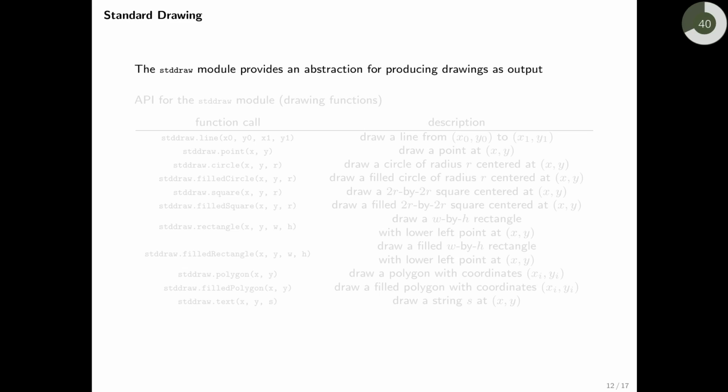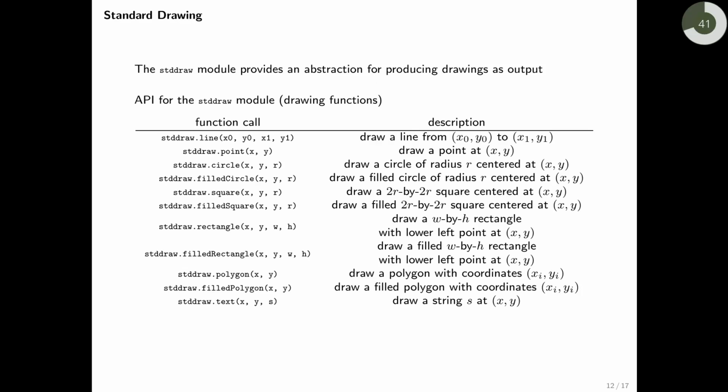So now let's look at a new form of output called standard drawing. For this, we're going to make use of the Std Draw module from the authors of our text. That module provides us an abstraction for producing drawings as output. And here is an API for this module.